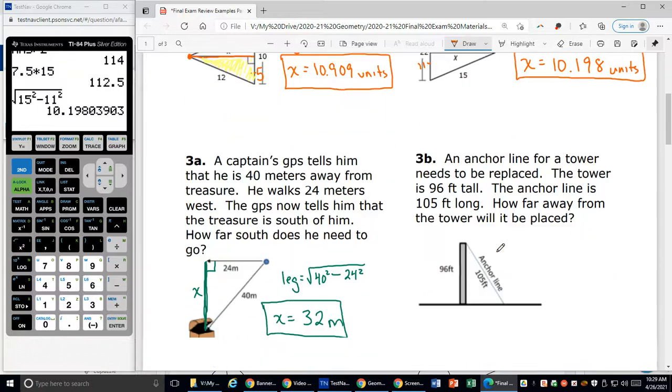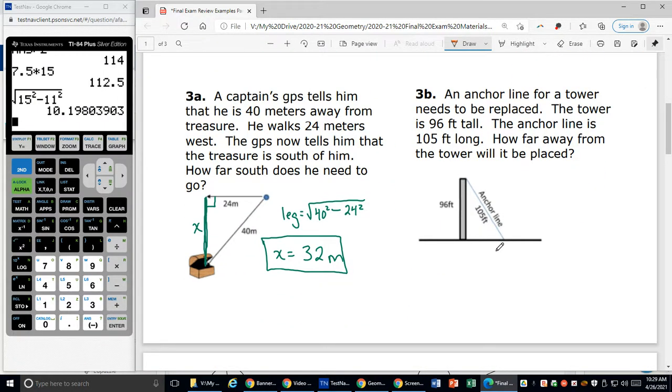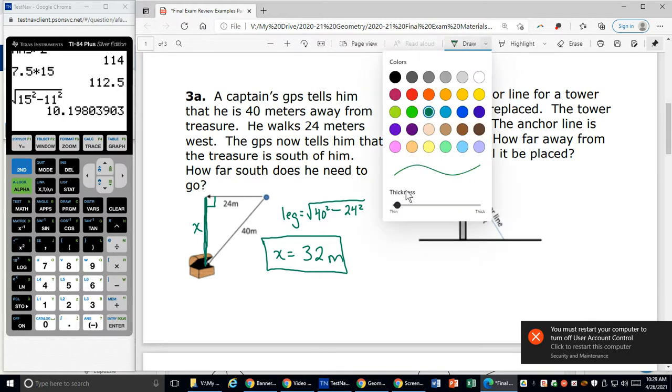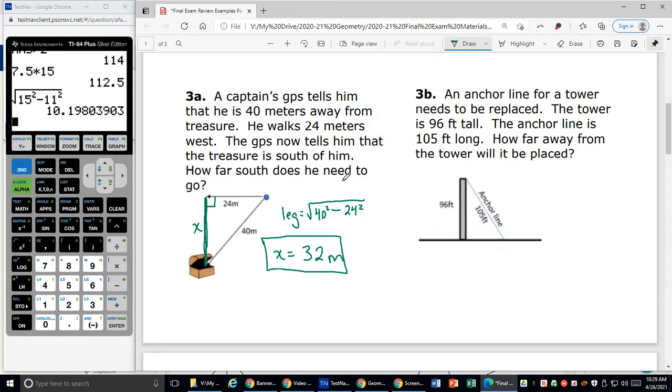Let's look at 3B. An anchor line for a tower needs to be replaced. The tower is 96 feet tall. The anchor line is 105 feet long. How far away from the tower will it be placed? Over here, there was a completely different type of problem. I'm trying to find treasure on this one. Here I've got a tower that I'm replacing an anchor line for. But notice in both cases, I have the diagonal, the hypotenuse, and I know how long it is, and then I have one of my legs, and I'm trying to find the other leg. So it's going to be the same process.